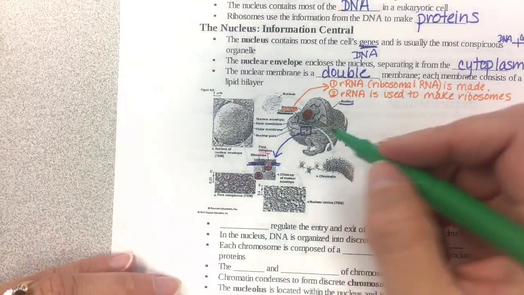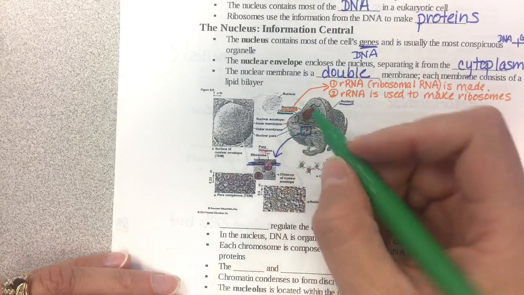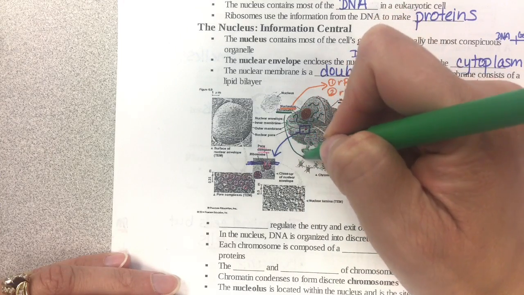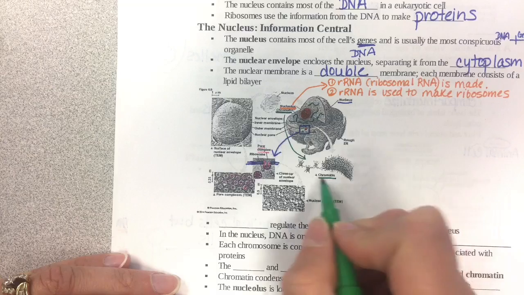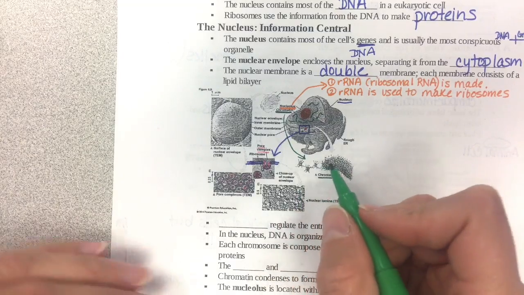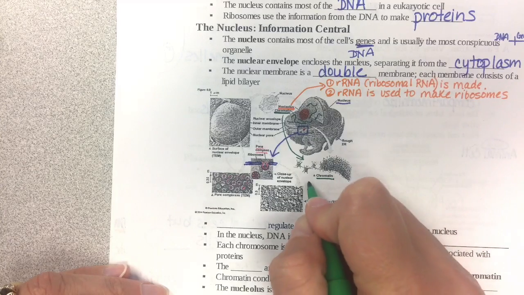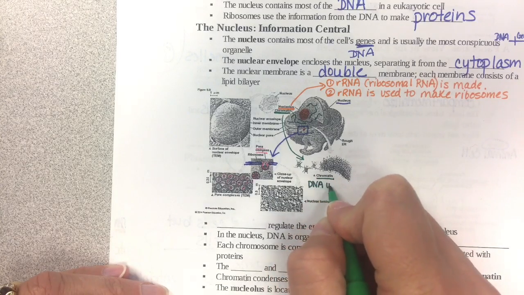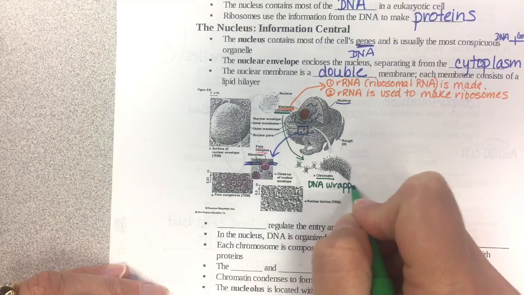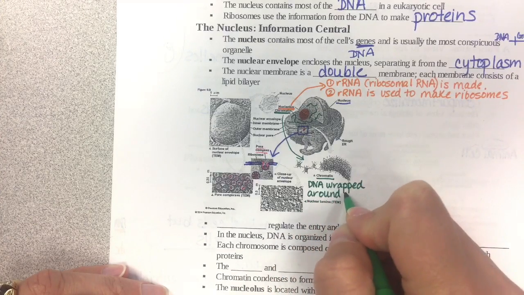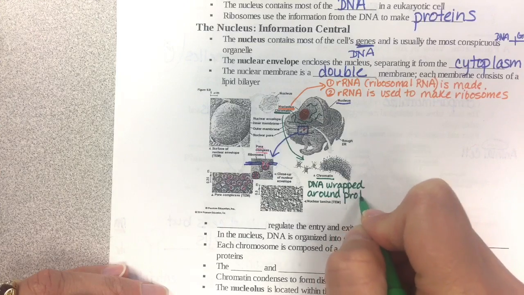So let's talk about what chromatin is. So I'm color coding here. So if we look here, I go down here. This is chromatin here. It's trying to show you here. I want to explain what it's trying to show you. What chromatin is, it's DNA wrapped around proteins called histones.